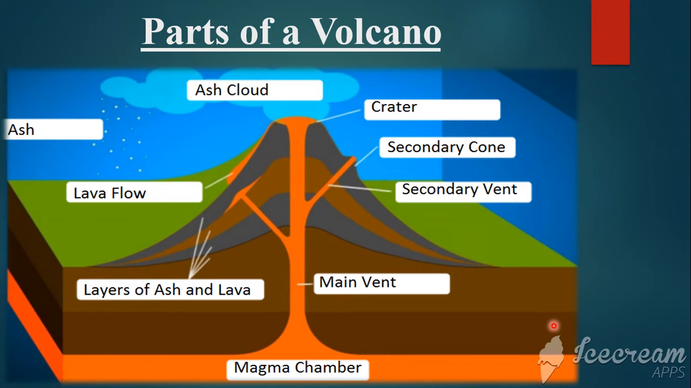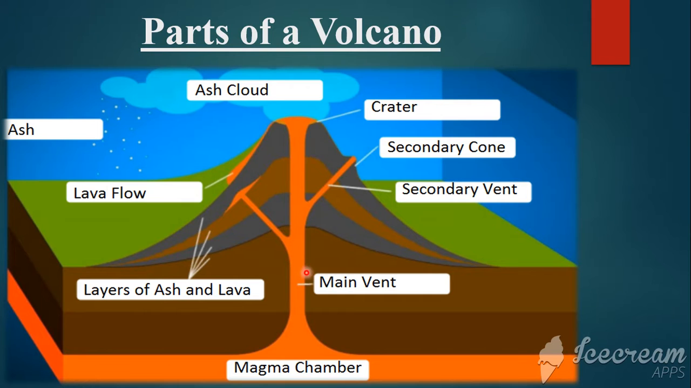Alright, let's continue. So these are some of the main parts of a volcano. The main parts usually include the crater, which is the opening part of the volcano. A secondary cone, because usually when you have a volcano, you have another part or an opening on that same volcano, so that's a secondary cone because it's forming on it. So it's not the primary cone, it's a secondary one.